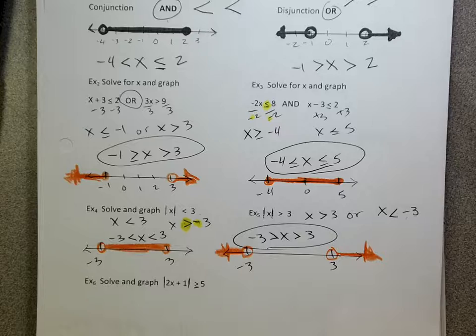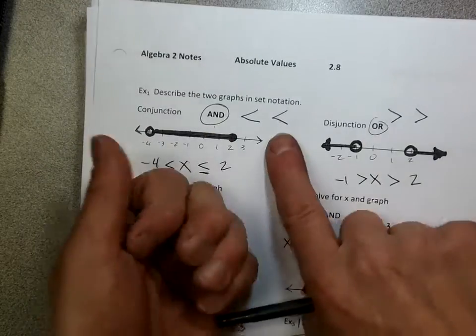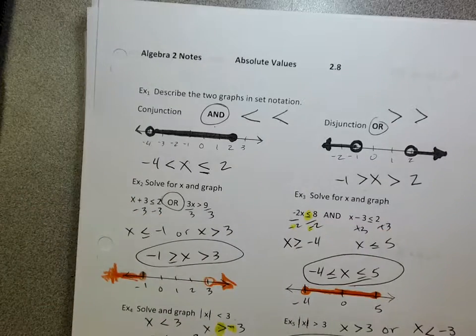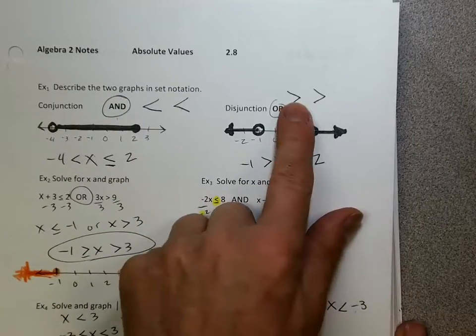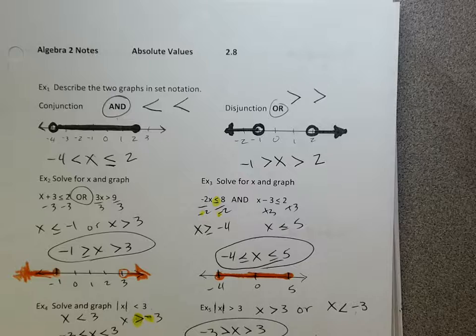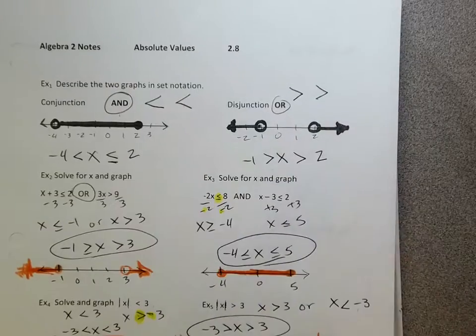Thumbs up so far? Okay, a couple of things to always remember. And statements: your inequality signs point to the left, right? Or statements: your inequality signs point to the right. Okay, as long as you have that, you're pretty good to go.